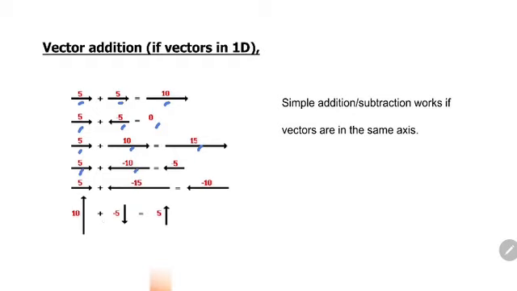Ito, 5 and negative 10, negative 5, pakaliwa, kasi syempre, mas malaki yung negative 10. Ito, 10 up, negative 5 down. Ang sagot ay 10 minus 5 equals 5, up, kasi mas malaki yung 10.